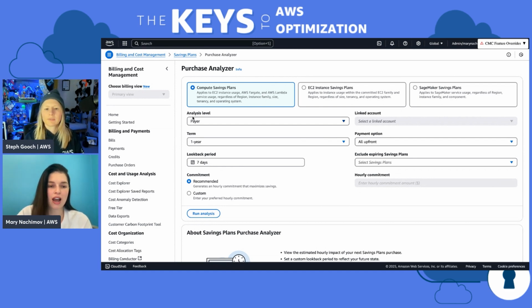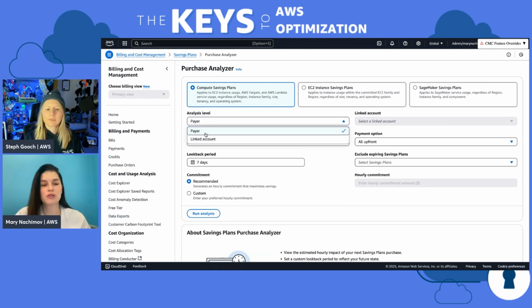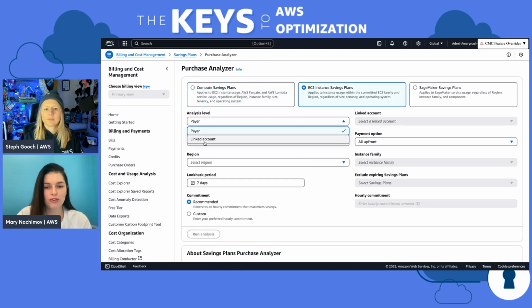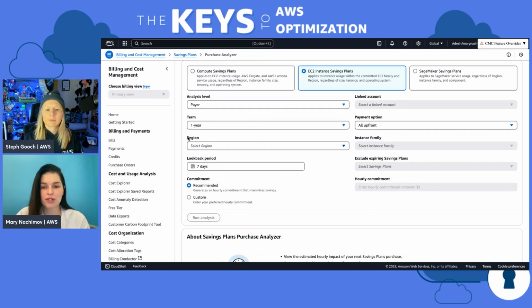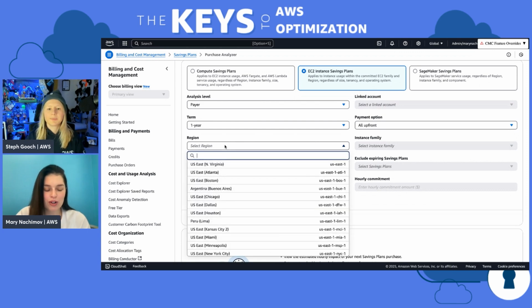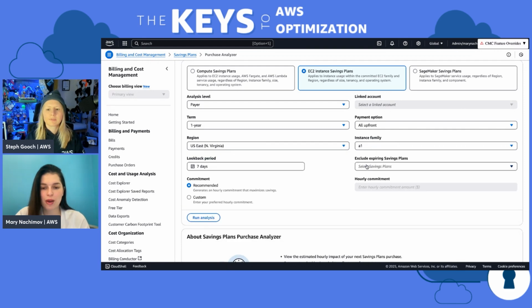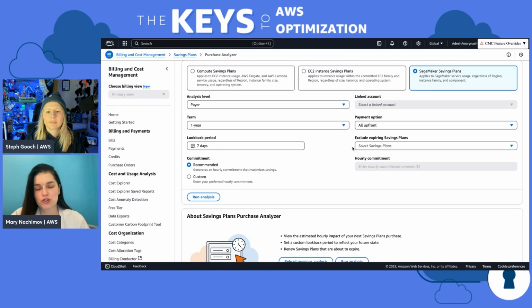So for compute, I can buy it for different accounts. I can focus on my payer, which will take all the usage from all the accounts into the historical data and into the result. If I click on EC2 savings plans, I have similar configurations, but in addition, I also have the region and the family. Because I will have to select, let's say, US East, I'll also have to select the family, because this is how the EC2 savings plans is built. And for SageMaker, it's actually more simple. There's no family selection. You just buy SageMaker for your one account or for the whole organization by selecting the payer.